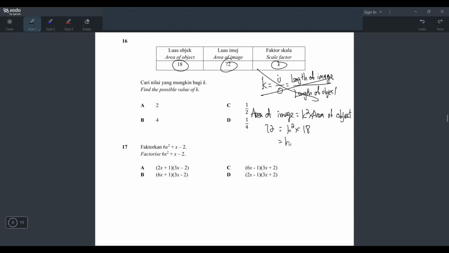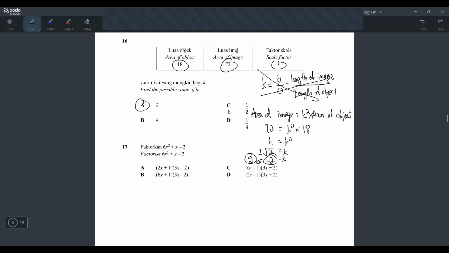But first I'll divide 18 times 18 becomes divide. But 72 divided by 18 is 4, right? But you still have to square root the 4. When you square root 4, there will be a plus minus sign. It means the scale factor can be 2. It can also be negative 2. All right, so the answer is A.